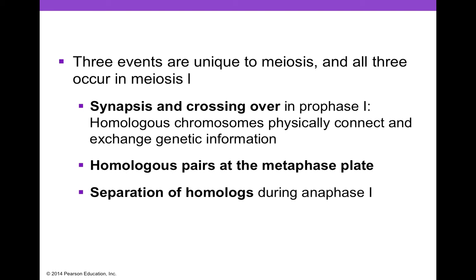First, crossing over happens during prophase 1. Second, the chromosomes line up as homologous pairs instead of individual chromosomes during metaphase 1. And third, at anaphase 1, we see the separation of the homologous chromosomes as opposed to separating sister chromatids.